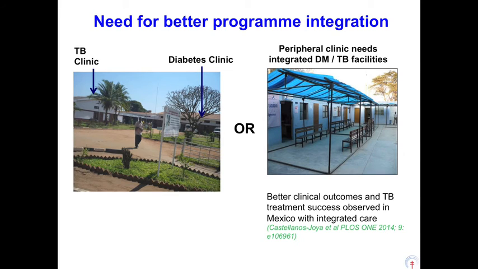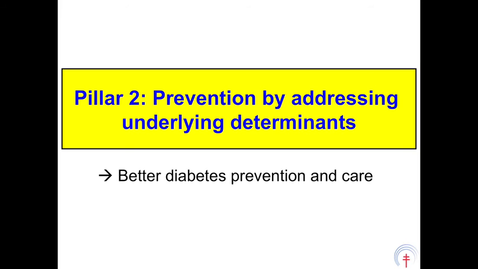Surely we can integrate. We had this debate long ago with HIV/TB. Surely we can follow that model. And indeed in Mexico, where they did this, they integrated diabetic care into the TB clinic. You had much better clinical outcomes, much better TB treatment success than basically having two separate clinics manage this. Again, Pillar 2, prevention by addressing underlying determinants. So here, what about thinking about better diabetic prevention and better diabetic care?